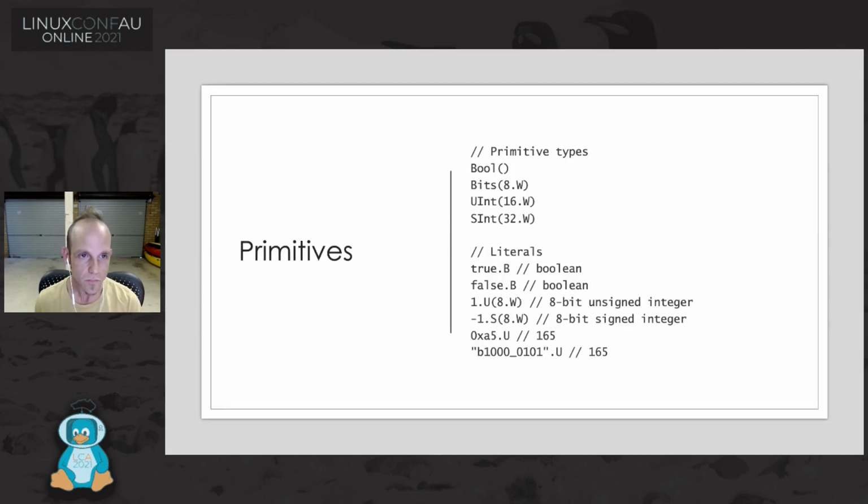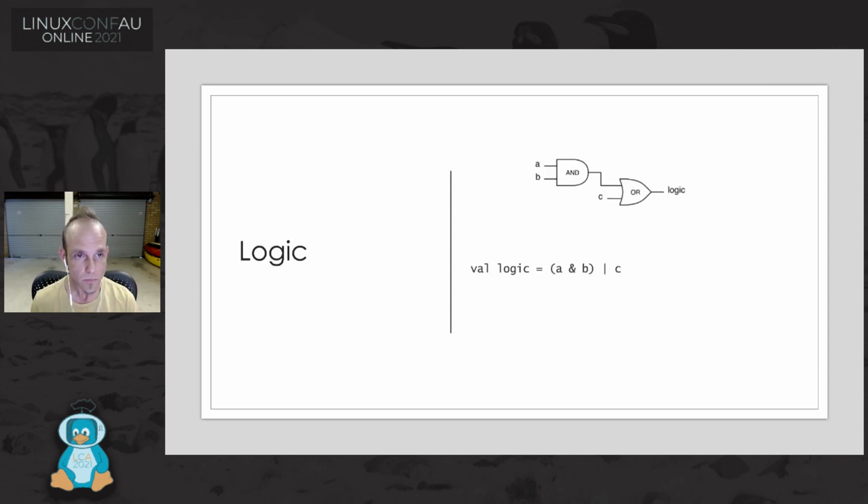So in Chisel, we've got primitives, so primitive types like bools and bit vectors, unsigned and signed integers. This is the way that you express those. So this is the way you define a type. You give it a width, so 16.W, that's a 16-bit wide unsigned integer. And if you want to create a literal value, then you use this kind of syntax. So for example, 1.U is an unsigned integer, 8.W means it's 8 bits wide. So you can, in a concise way, express your types and primitive values.